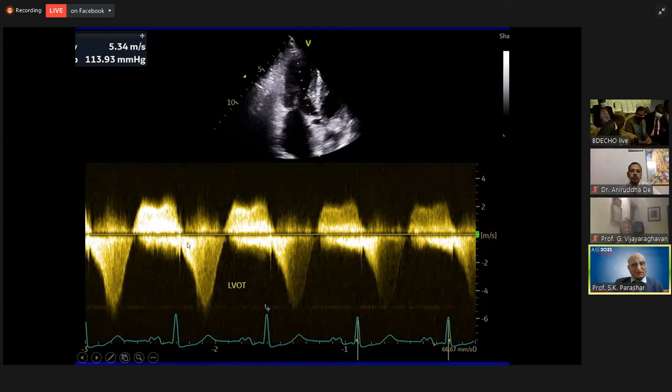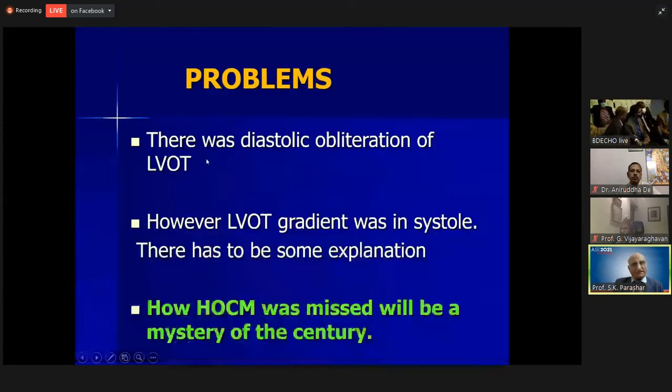So what is the cause? What is being missed also? And you see the LVOT gradient. So there was a diastolic obliteration of the LVOT. However, the LVOT gradient was in systole, and there has to be some explanation how HOCM was missed in the three leading hospitals and cardiac centers. It will be a mystery of the century which can never be solved. But this was the main thing, and we saw the literature and could not find a reason for this.